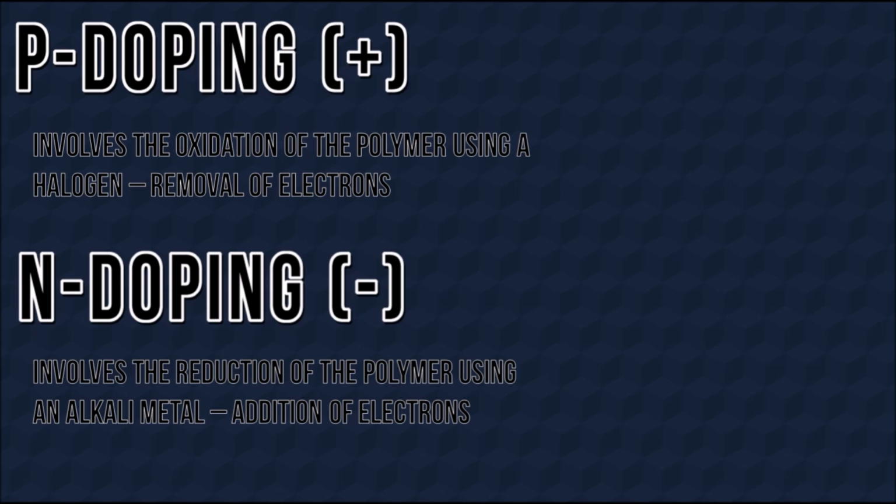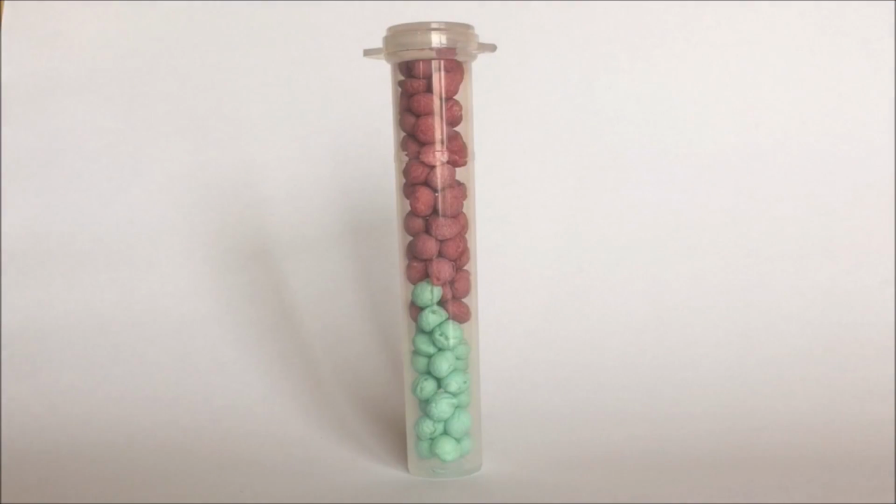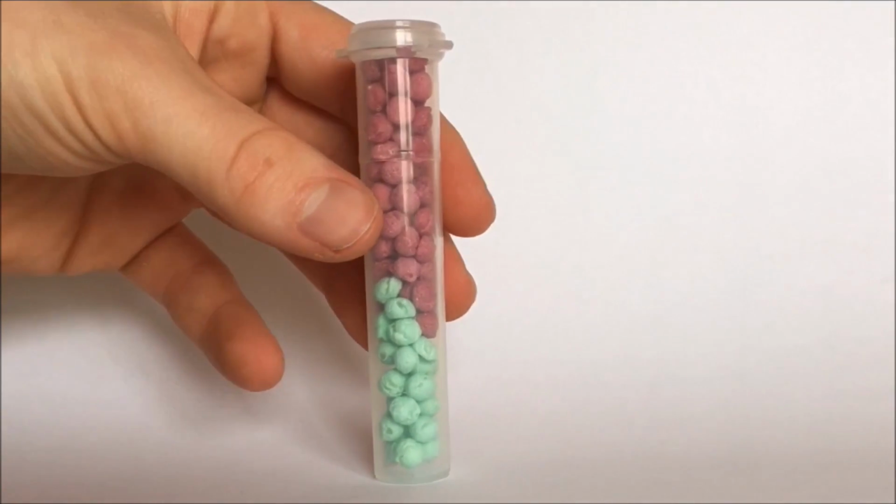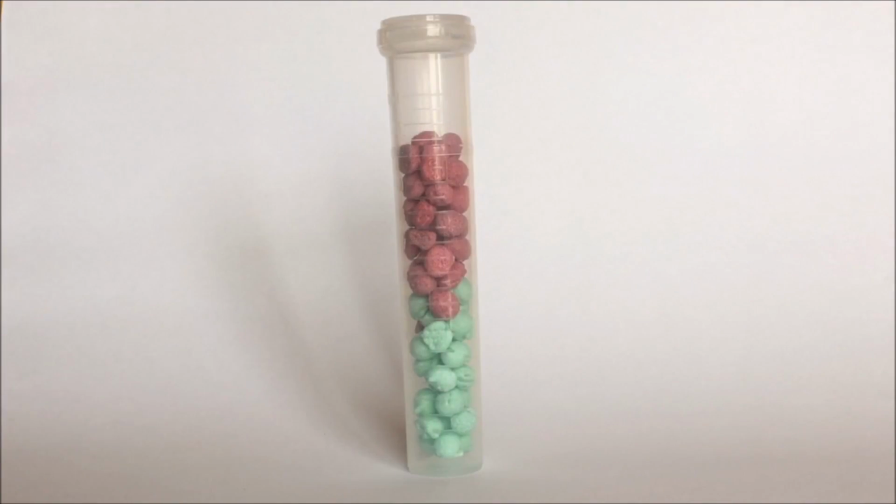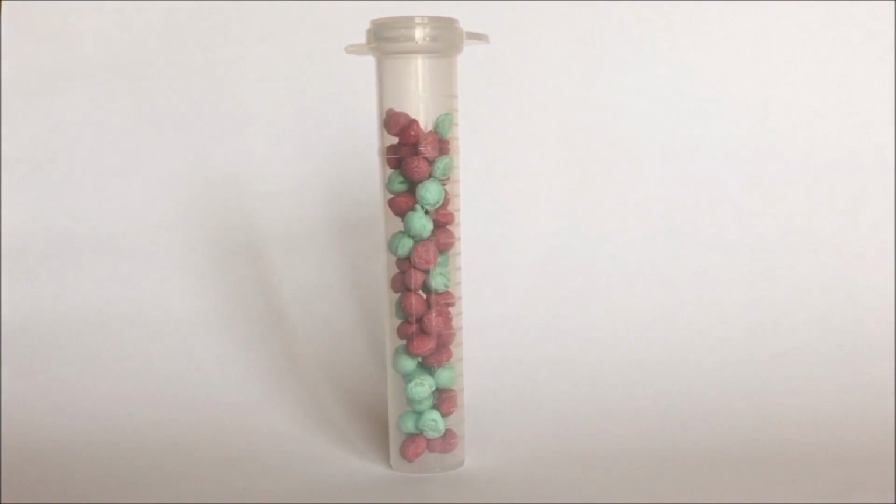A good analogy for doping is a tube of sweets completely full. Now imagine you shake the tube. The sweets won't move. This represents an undoped polymer. But if you remove some of the sweets so that the tube isn't full and shake it, the sweets can move. This is what p-doping does. Removes electrons, allowing easier movement of the remaining ones.